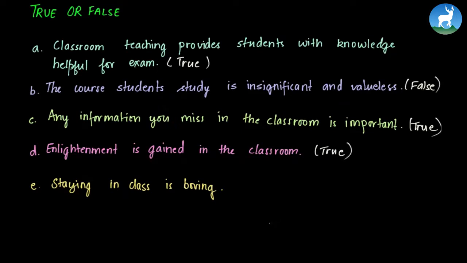And finally, staying in class is boring. Now, this can be an ambiguous statement. In the poem, we have both student's perspective and teacher's perspective. So from student's perspective, staying in class is boring. In the question, we have read the poem and say whether the following statements presenting the importance of classroom teaching are true or not. From teacher's point of view, staying in class is not boring, but from student's point of view, according to the poem, it is boring, so we still say it's true.